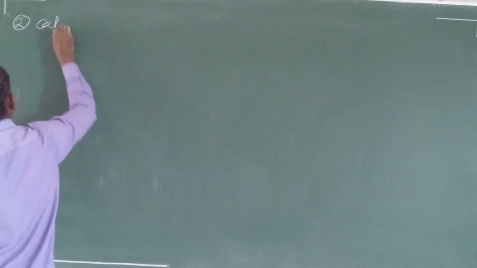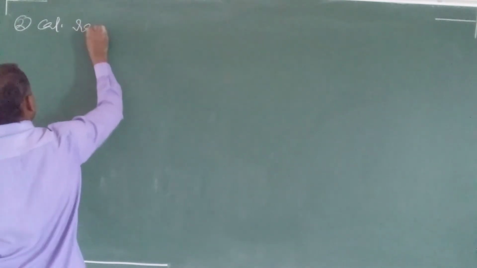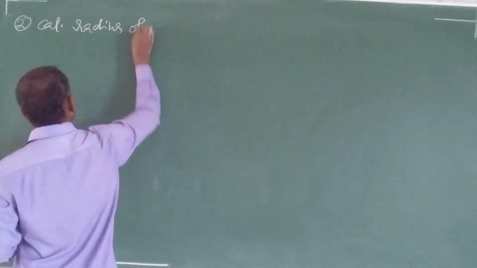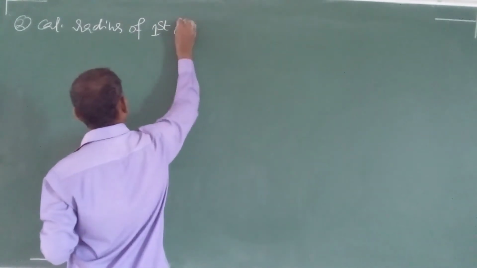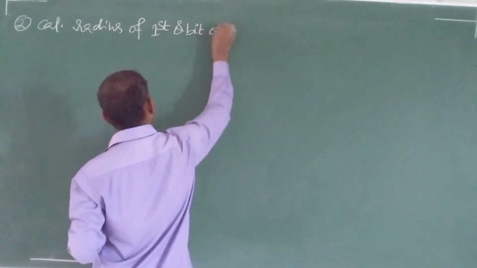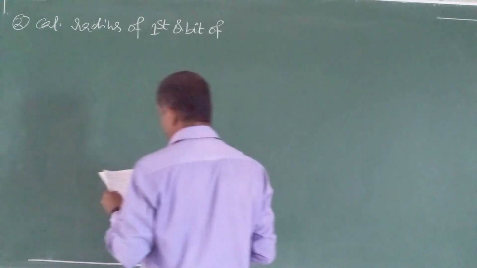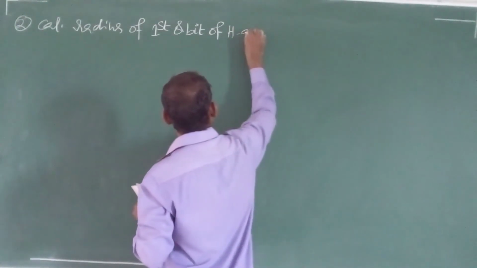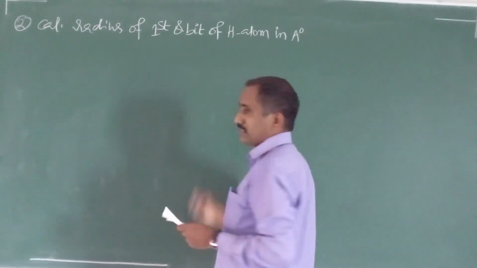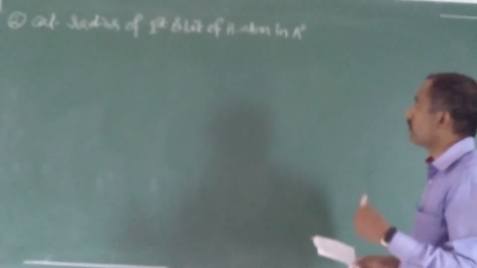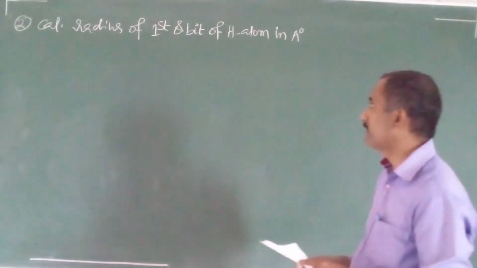Second one, calculate radius of first orbit of hydrogen atom in angstrom units. So in objective exam they will mention calculate in angstrom units, centimeters or meters like that.